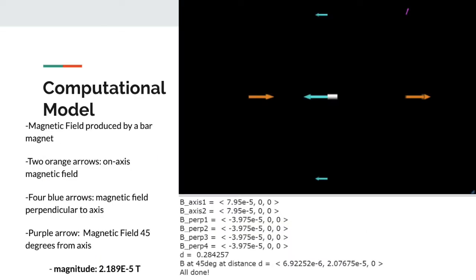My final model represents the magnetic field produced by a bar magnet, with the 2 orange arrows representing the on-axis magnetic field, the 4 blue arrows representing the perpendicular axis magnetic field, and the purple arrow representing the magnetic field 45 degrees from the axis. This final result had a magnitude of 2.189 times 10 to the negative 5 Tesla.